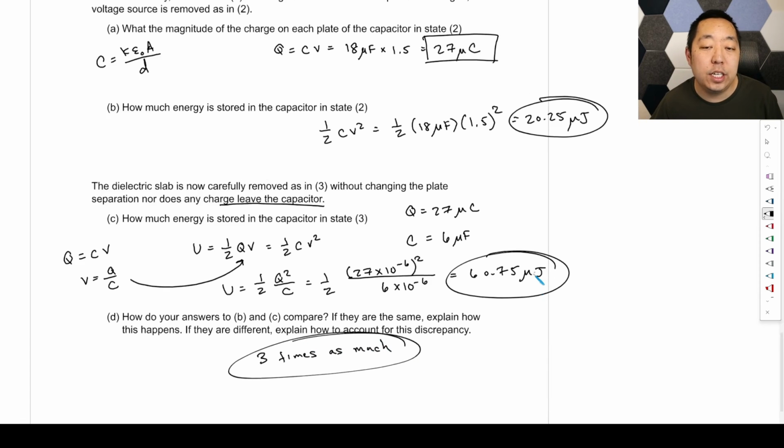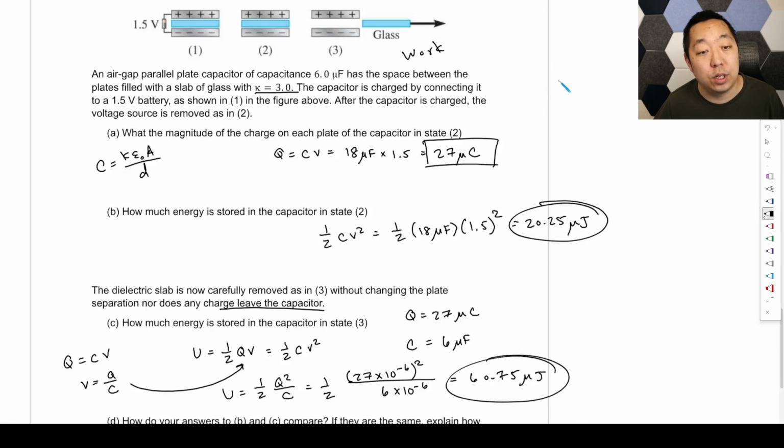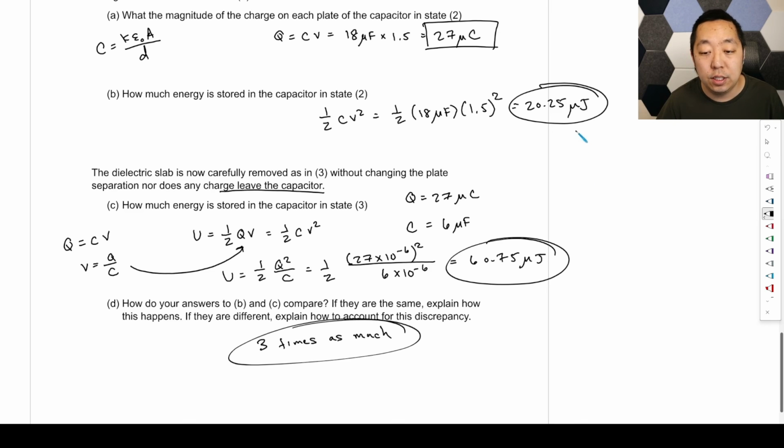Where did the energy come from? We should think about it from the energy perspective. It turns out it takes some effort to pull this glass out. It takes work to move this glass out. We did positive work, because we gained energy, right? Remember, work is still the change in energy. So we gained energy, and it took work to pull the glass out.